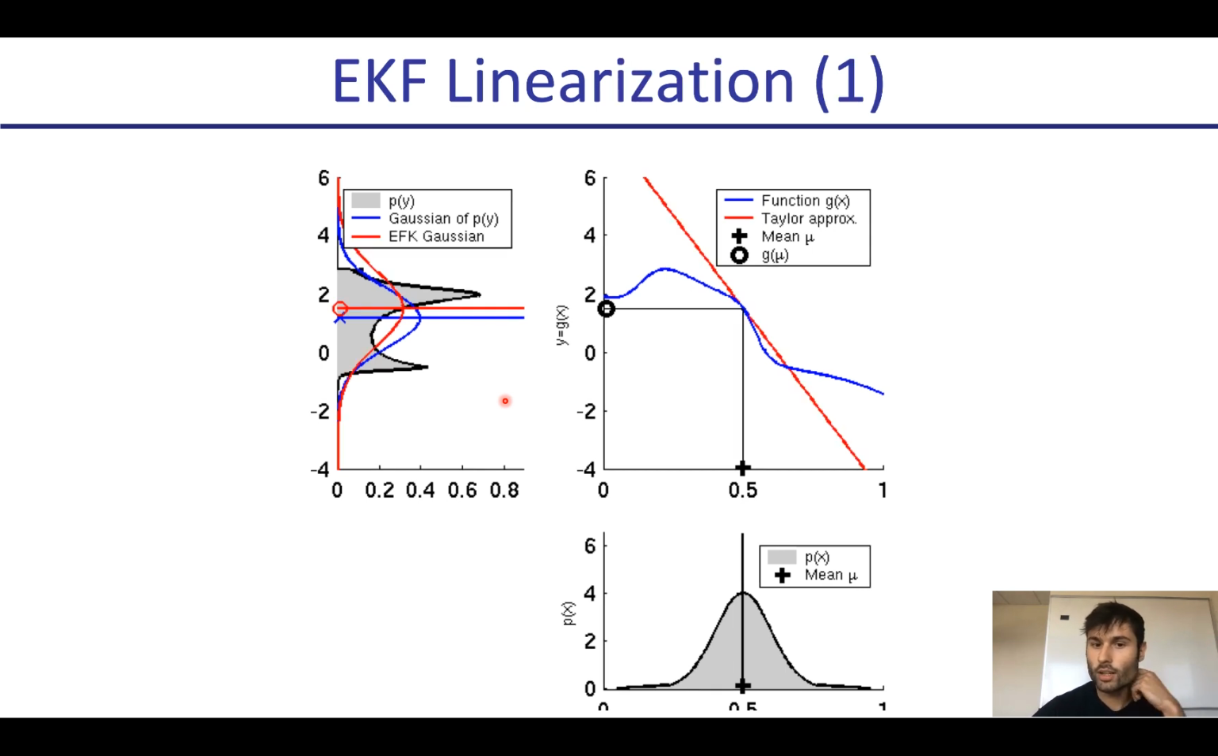So instead, what the extended Kalman filter does is linearize the function g of x around the mean of the Gaussian. Essentially, we just take the first order Taylor approximation of the function, and the way that we compute the Gaussian is by passing the Gaussian through the linear function that we just obtained. The Gaussian that we obtain is not exactly the one that you would obtain by minimizing the KL divergence, but in some cases it's close enough.